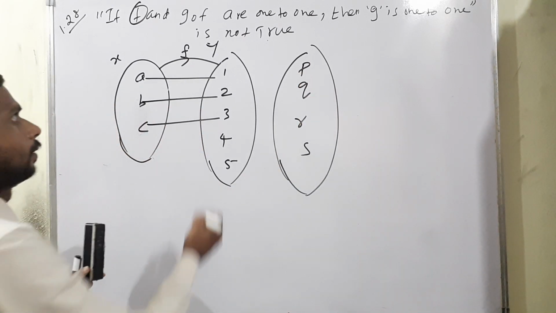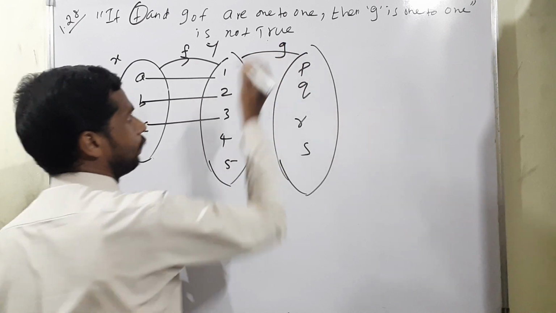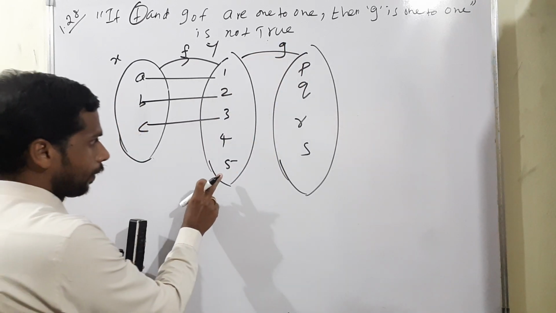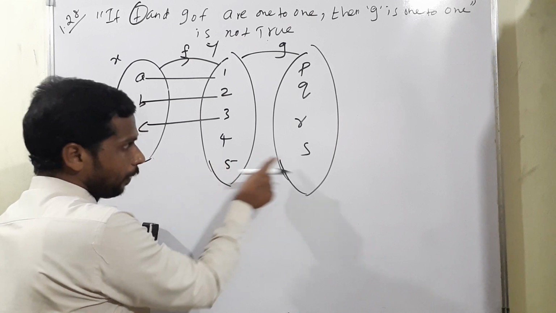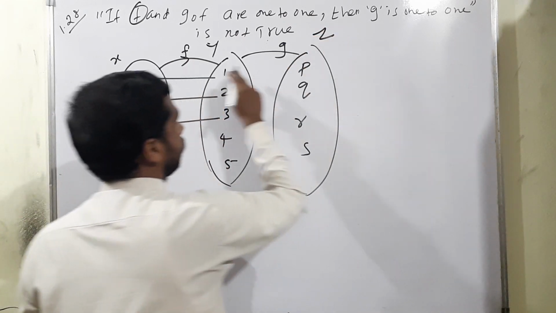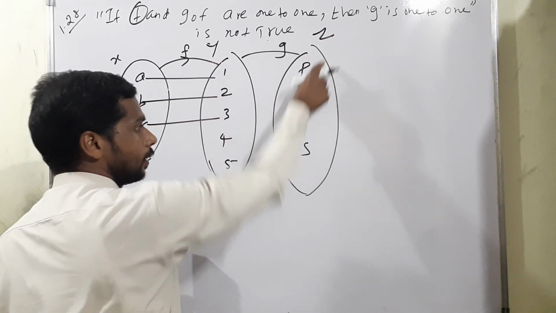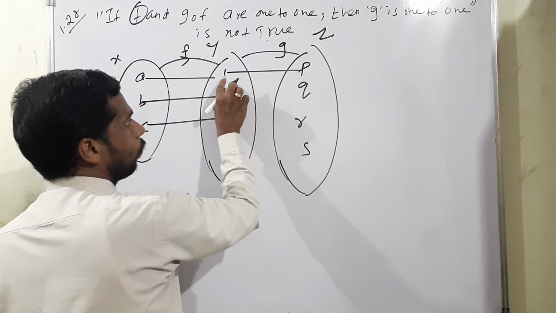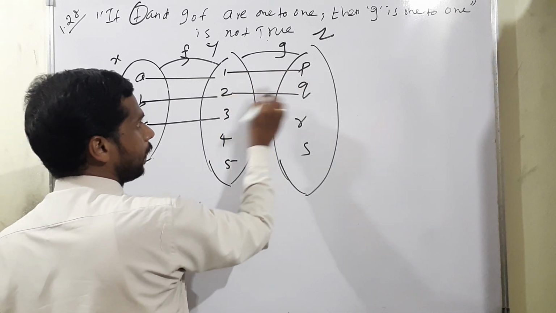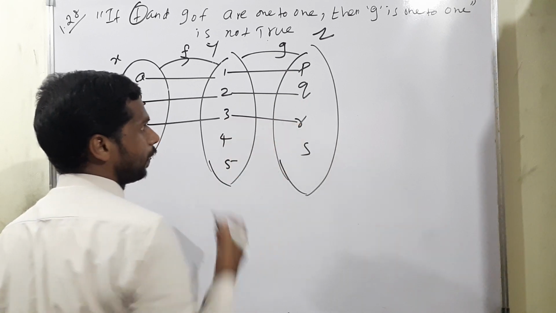Now look at there. This is the function g, okay, function g. Now I am comparing only. This is the domain and this is the codomain. This is called Z, okay, Y and Z. Y is the domain and Z is the codomain. Now clear. Now mapping 1 to P, mapping 2 to Q, mapping 3 to R.